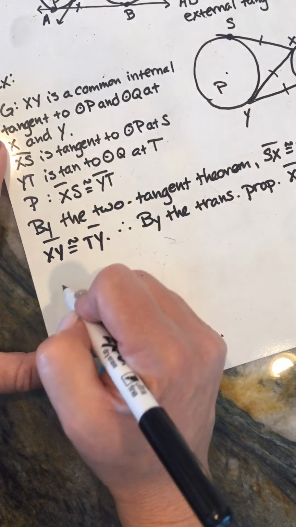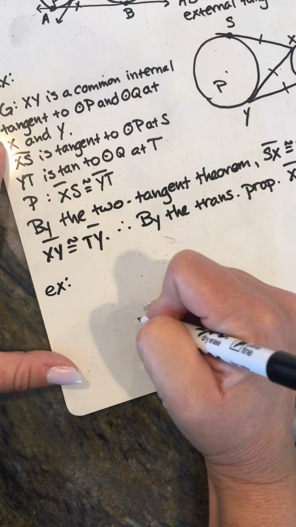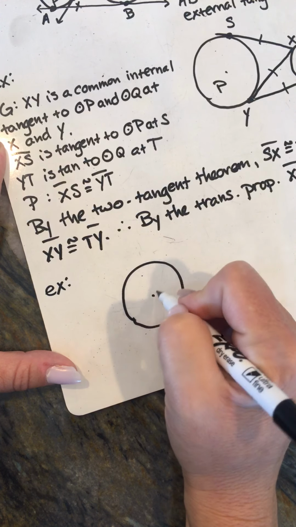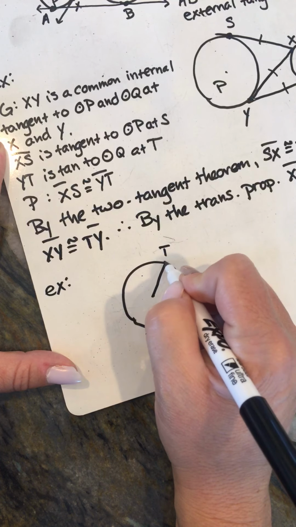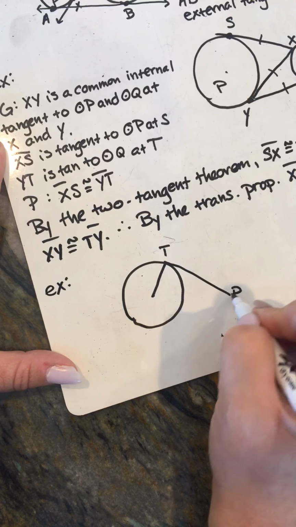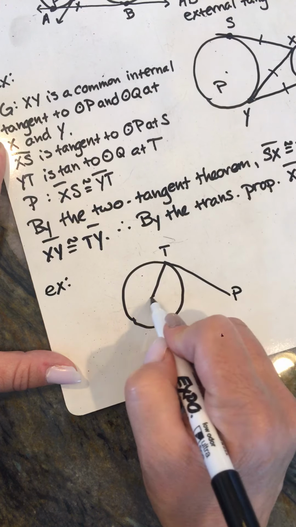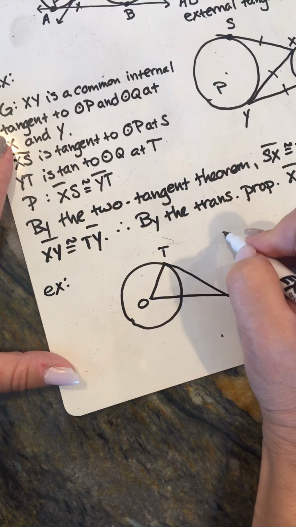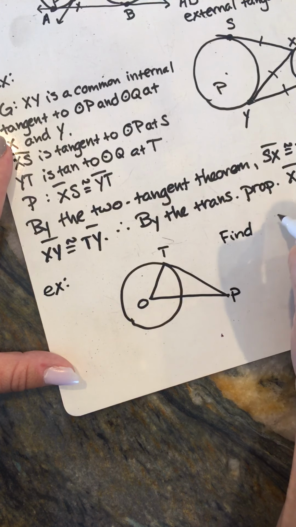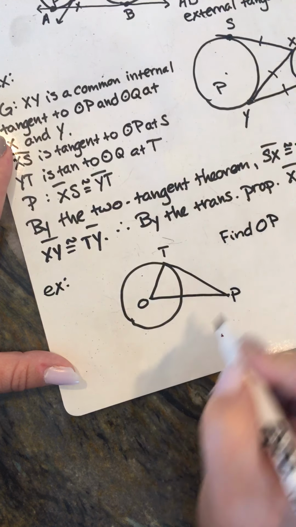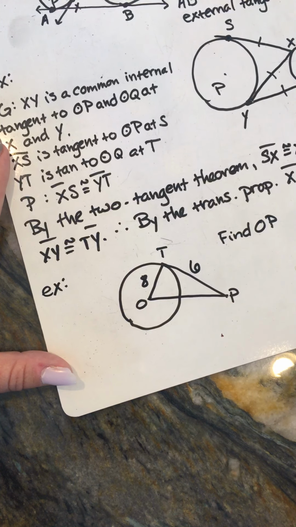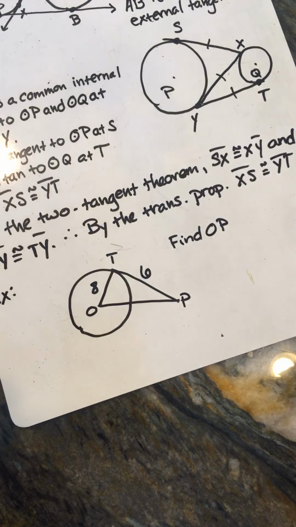All right, let's do a little bitty example down here. Here's your circle, center, radius, tangent line. This is circle O. You're going to need to find OP, and we're given that the radius is 8 and TP is 6. Get it, TP? It's just an appropriate joke for this time in our lives.